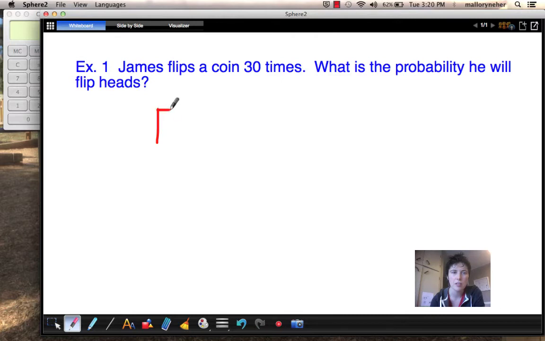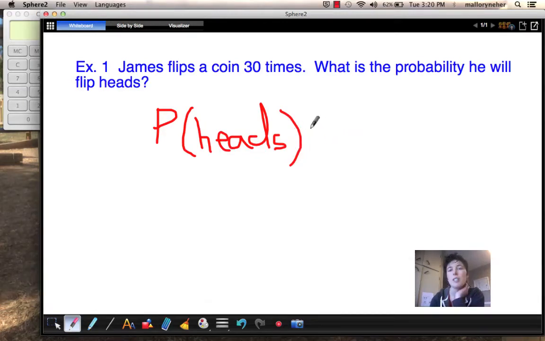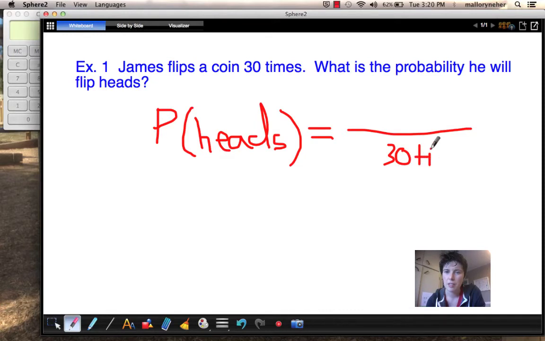So P for probability. Then we make a parenthesis of flipping and getting heads. So I'm going to write probability of heads. It's easier to type than to write with this thing. What's the probability of getting heads? Well, it's going to equal a fraction. And on the bottom of the fraction, it's going to be all the total outcomes, all the possible events. So there are 30 times that he is flipping this coin. I'm going to write 30 times.